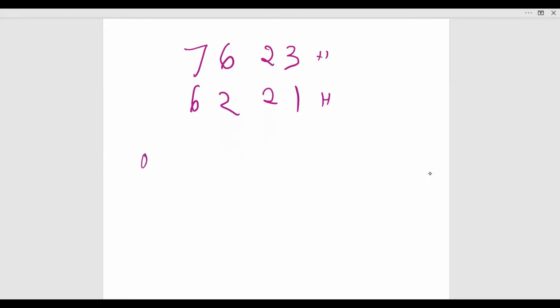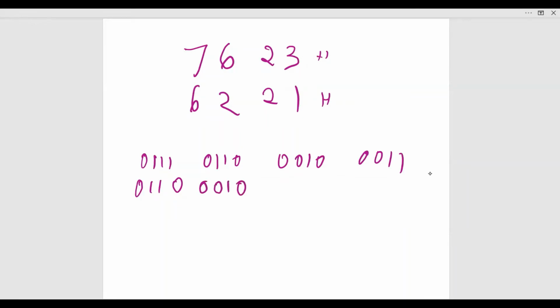So 7 is 0111, 6 is 0110, 2 is 0010, 3 is 0011, then 6 is 0110, 2 is 0010, again 2 is 0010, and then 1 is 0001.